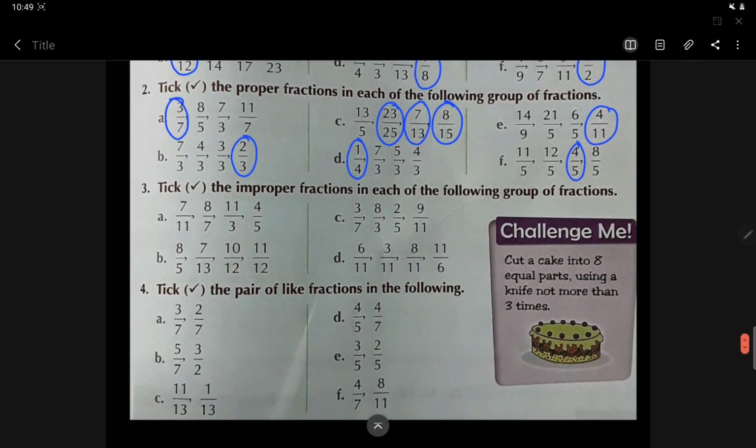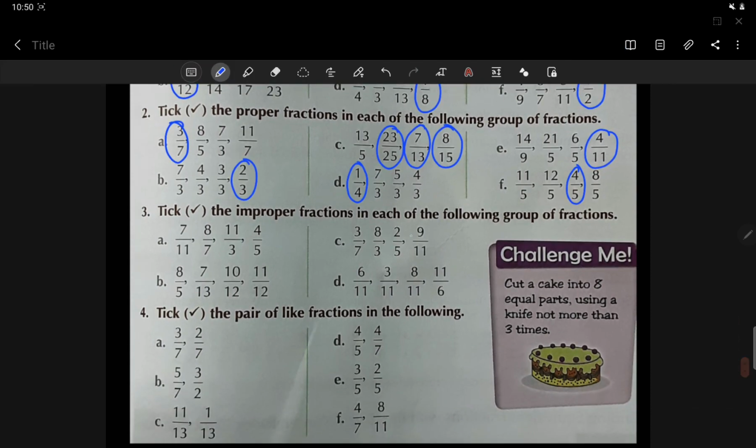Okay, so question number 3, improper fractions: 8 by 7, 11 by 3, they are improper fractions. Improper fractions means the denominator should be less than the numerator. Question B, only this one. Question C, 8 by 3. Question D, 11 by 6.